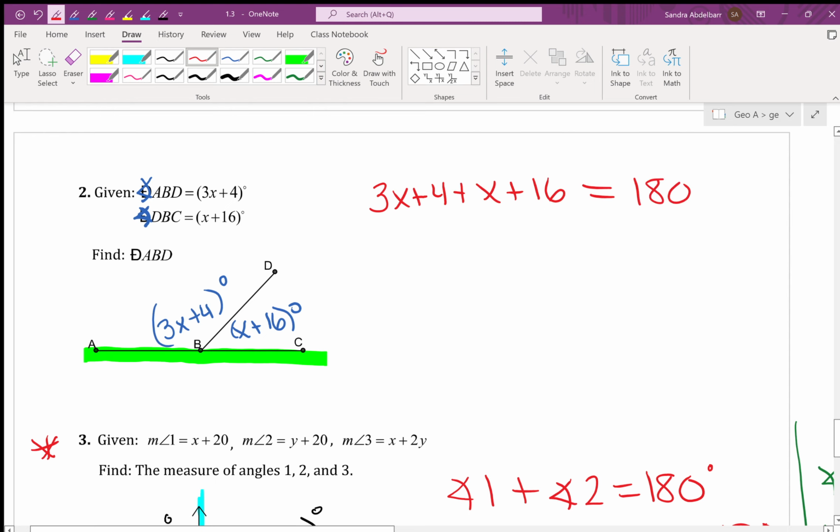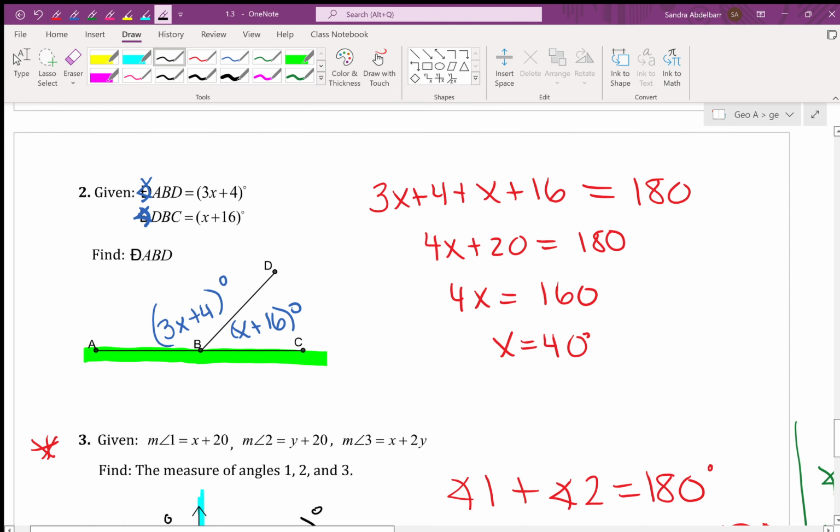How many people got that, or at least were thinking that? Good. So combine your like terms. We have 4x plus 20 equals 180. 4x equals 160, so x will equal 40. But now we want to find angle ABD. How do I find angle ABD? Substitute the 40 in for x. You got it. So it's 3 times 40 plus 4, which is going to be 124 degrees. All right, we are done.